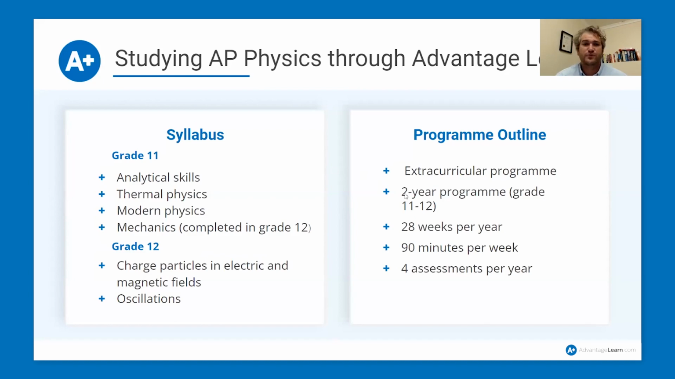Okay. In terms of advanced program physics, this is only a 2-year program, so it starts in grade 11, also an extracurricular program. There are 28 weeks of learning per year. The level of effort is 90 minutes per week, and there are also 4 assessments per year. And the syllabus covered in advanced program physics is in grade 11, you start with analytical skills, then move on to thermal physics, modern physics. You start with mechanics, which is then completed in grade 12, and then move on to charged particles in electric and magnetic fields and oscillations.